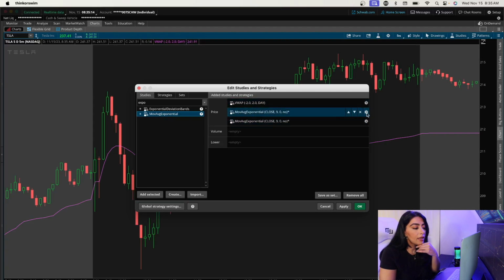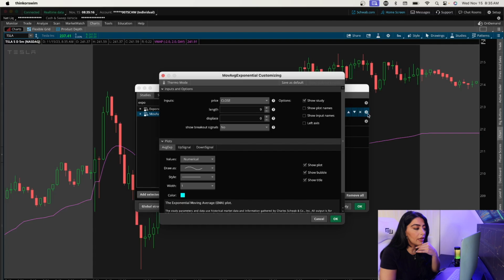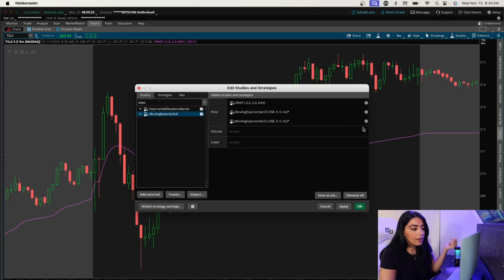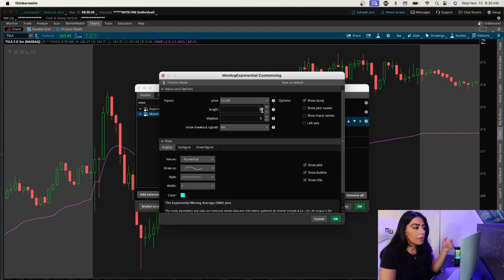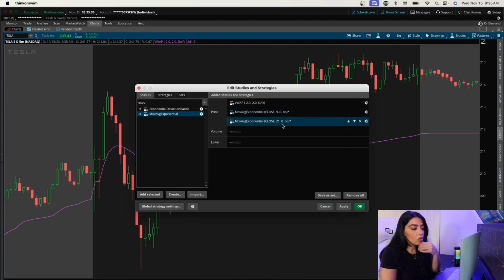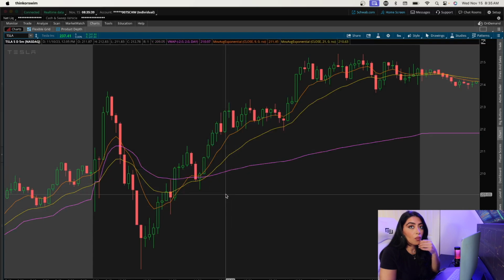I use the 9, and if you hit this little gear icon, you can change the color. You can change whatever aspect that you want. I usually make mine orange for the 9, and then the higher EMA, I will come up here and you can change the length to whatever you want. It's always defaulted to 9. So I'm going to change mine to 21. And I'm going to make that yellow. And there you go. There's a 9 and 21 EMA. You want to hit apply. There are your EMAs with your VWAP.